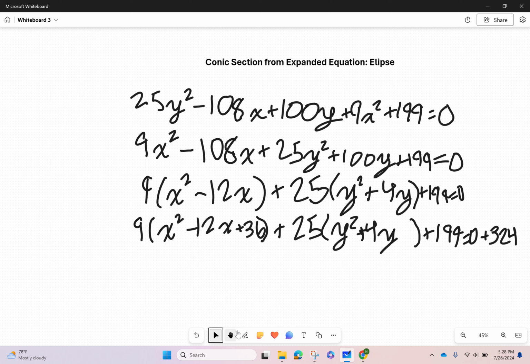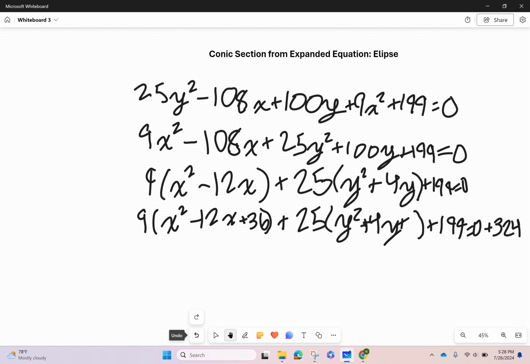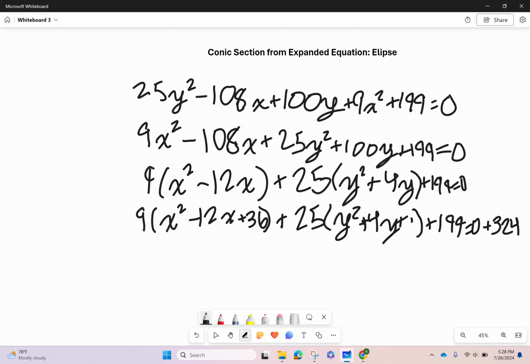Now we also have to do the same thing with y right here. So our b value in y is this 4 right here because it's in front of the y variable. 4 divided by 2 is 2. And so we have to square that 2. So squaring 2 gives you 4. There we go. It's a little better.